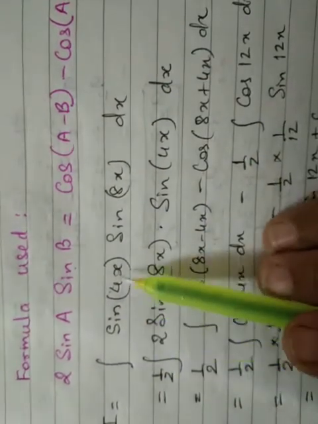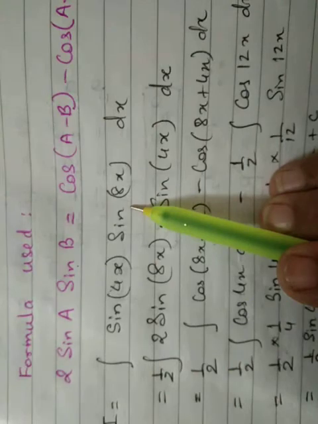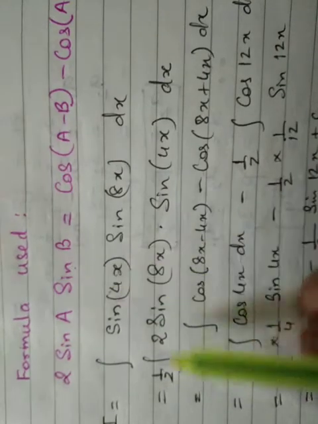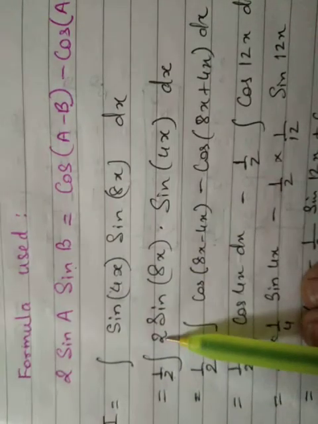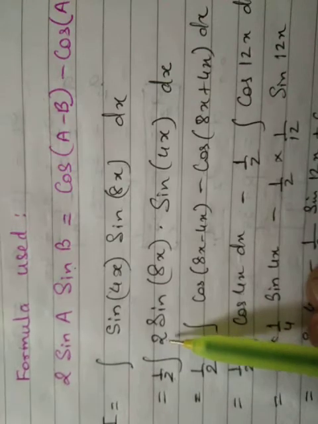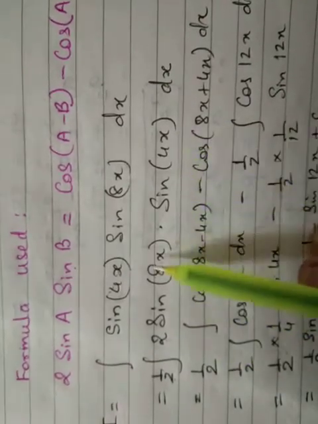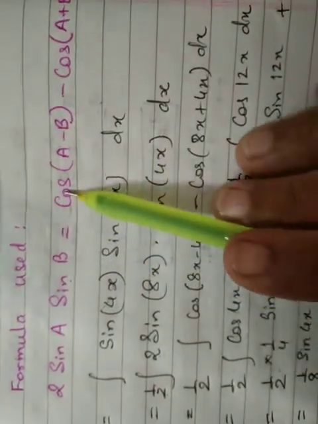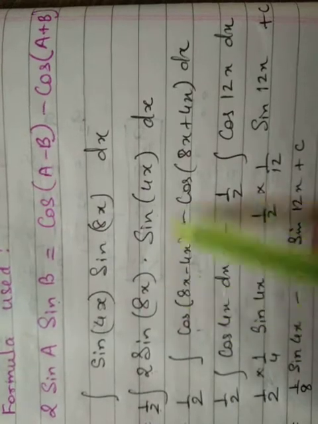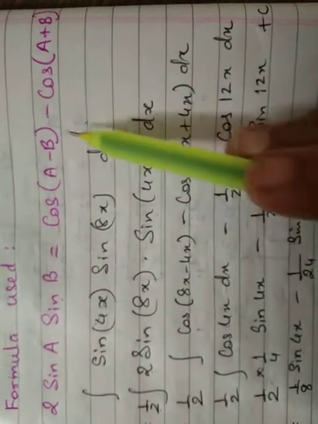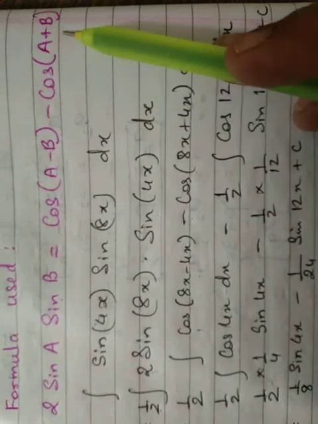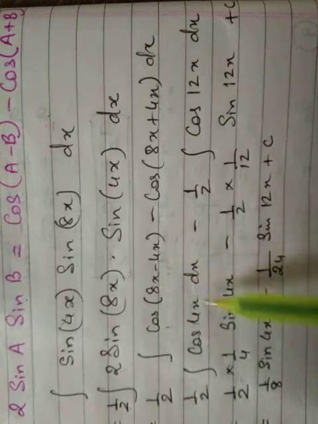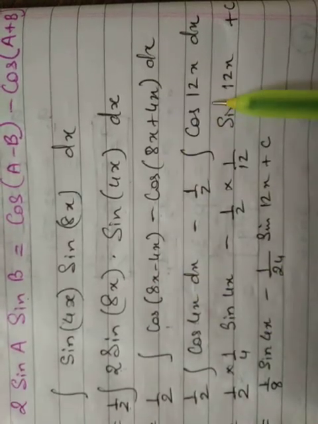I have integral sine of 4x and sine of 8x. So first and foremost, to get this format 2 sin A sin B, I'll divide by 2 and I'll multiply by 2. So I multiplied by 2, it became 2 sin A sin B. Your A is 8x and B is 4x. So as per the formula, cos of A minus B, so cos of 8 minus 4, minus cos of A plus B, so that is 8 plus 4. So therefore 8 minus 4 is 4x and 8 plus 4 is 12x.